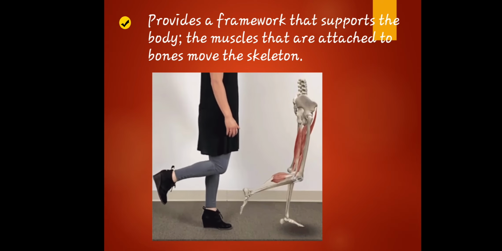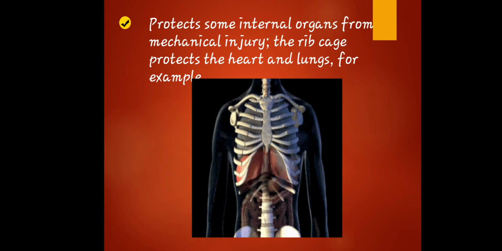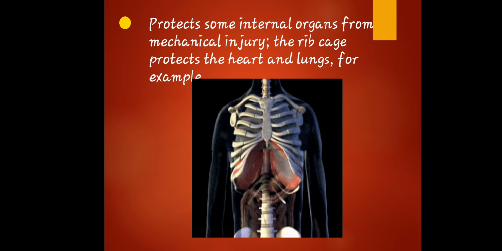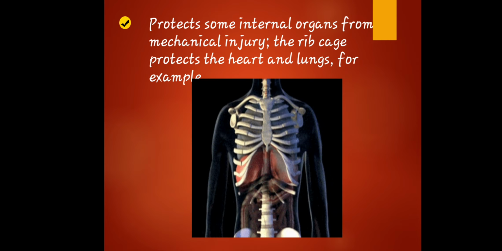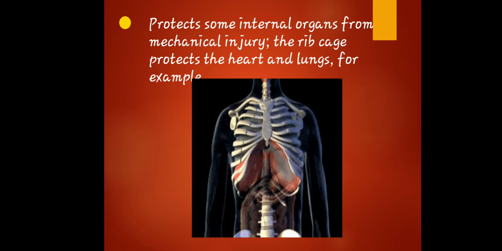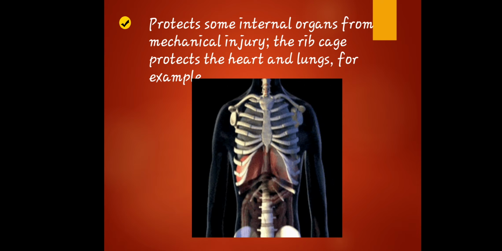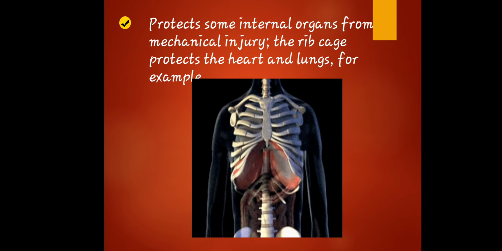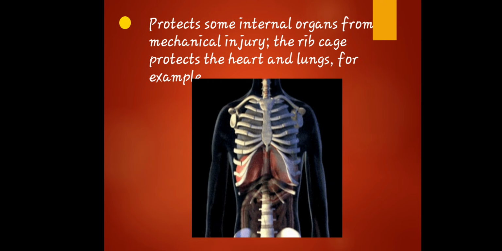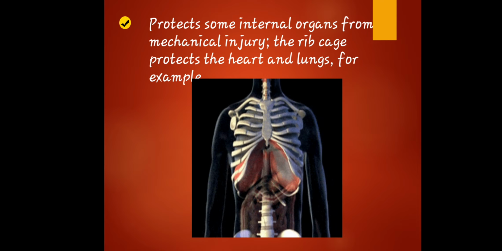Because of the skeleton. Aside from that, it also protects some internal organs from mechanical injury, such as the rib cage protecting the heart and lungs, for example. Since we have bone in the area of the heart and lungs, it serves as protection for our heart and lungs.